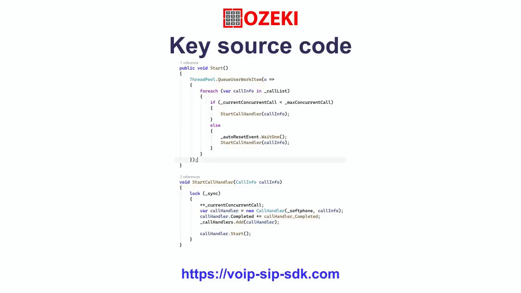The core of this example is the autodialer Start method together with the start call handler. The background loop starts the next queued call immediately if the concurrency limit hasn't been reached, or waits on an event until a running call signals completion so that simultaneous calls never exceed the configured maximum.